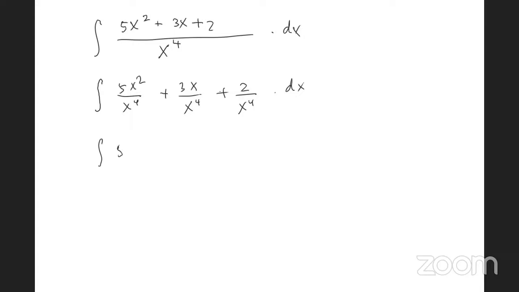So you'll get 5x to the minus 2, right? Same base, you divide and subtract powers. Here you will get 3x to the minus 3. Here you will get 2x to the minus 4.